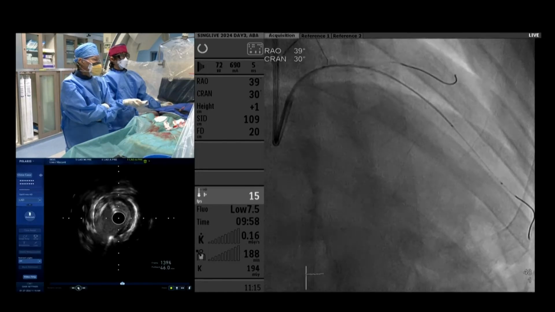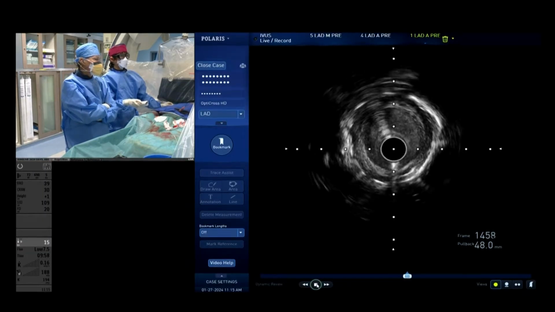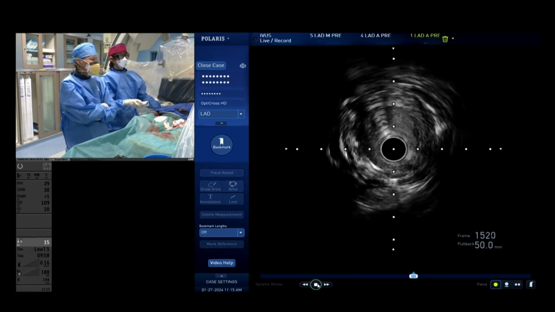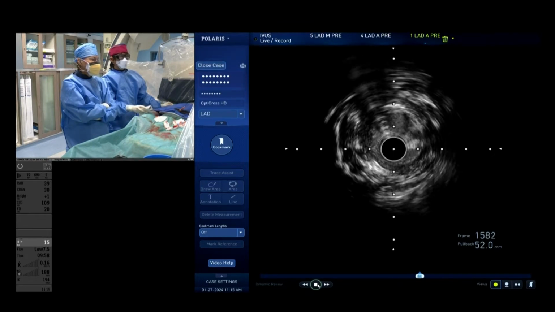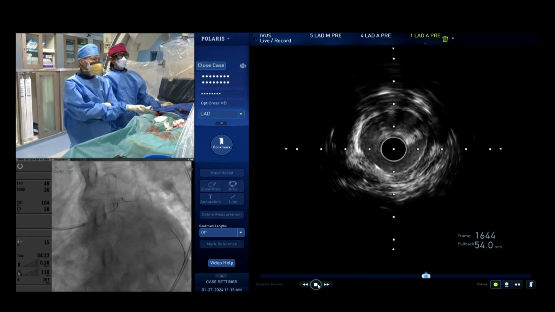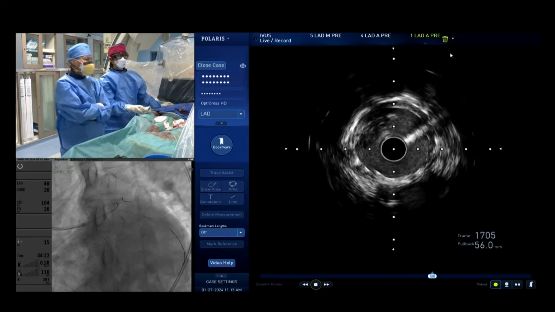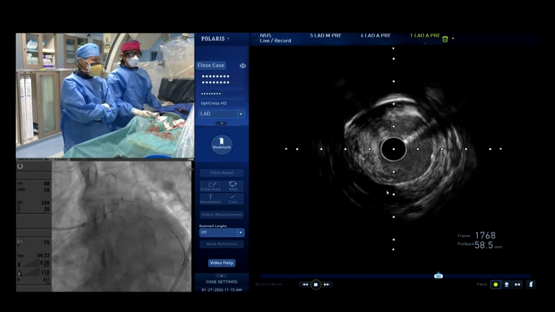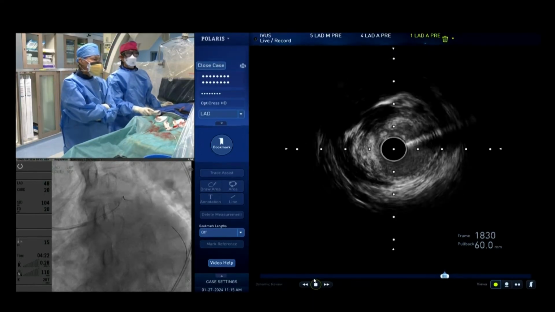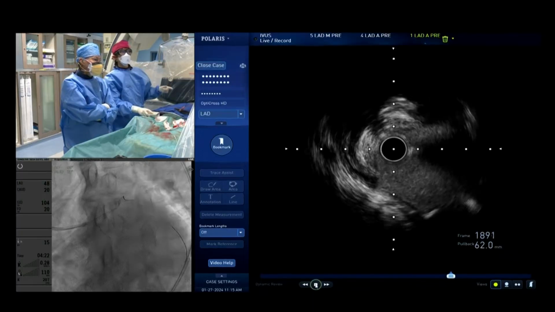So after we did the LAD, we proceeded to IVUS the circumflex. Of course, we are thinking of the ostium of the circumflex, which, at least angiographically, looks pretty all right. We're thinking of a more provisional strategy to keep this already fairly complicated procedure simple, so we don't have to expend too much contrast.